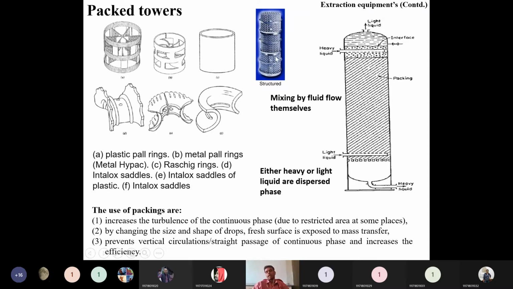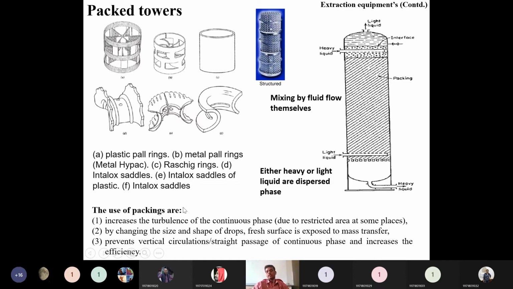So how do we create this type of packing? Various types of packings are there. The first one is a plastic Pall ring. It may be constructed of steel, plastic, or ceramic, anything is possible. This structure is called a Pall ring. Then this is also a metallic Pall ring. Then this is a Raschig ring, without any partition. Next is this interlock saddle. This is also one type of interlock saddle. This type of packing will be just dumped or arranged in a stacked pattern. Then it is called a packed tower.